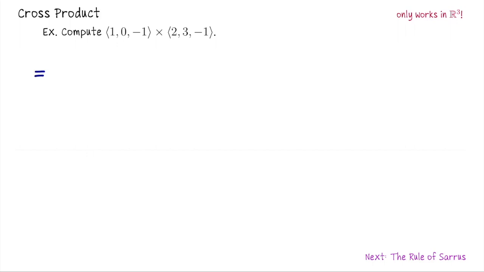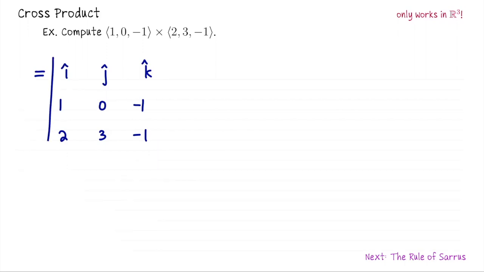So here's how I do it. I'm going to create something that looks kind of like a 3x3 matrix. It's a little bit strange because my first row is actually going to be the symbols i, j, and k. The second row of this 3x3 array is the entries in the first vector that we're crossing, so that's going to be 1, 0, and negative 1. And then the third row is the other vector, 2, 3, and negative 1. Okay, and then I'm going to draw this in vertical bars like that.